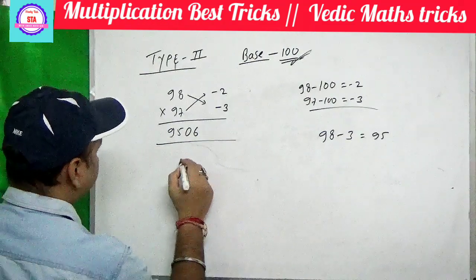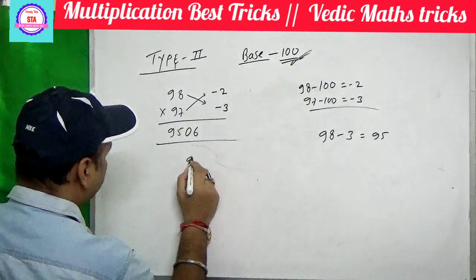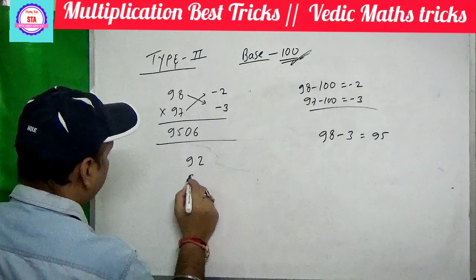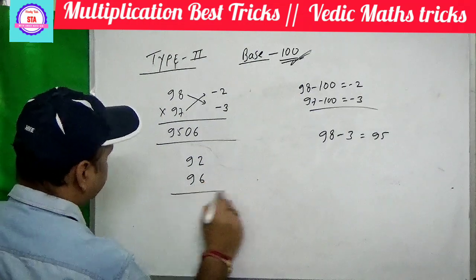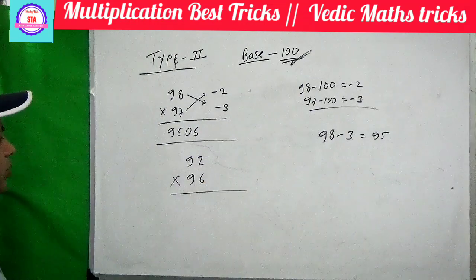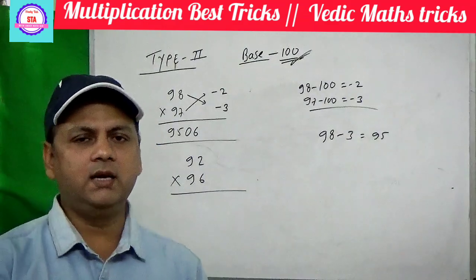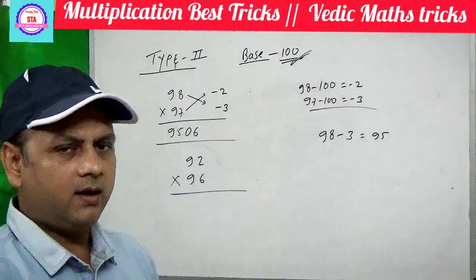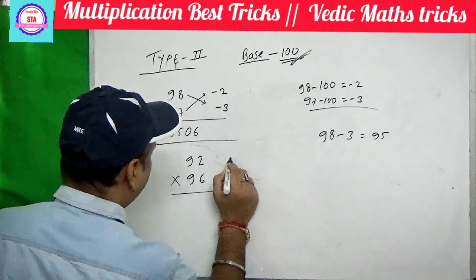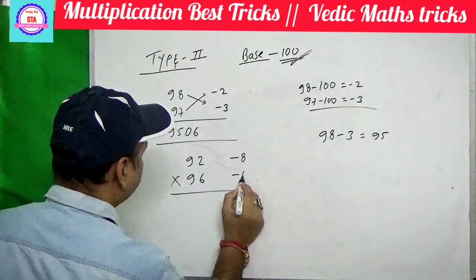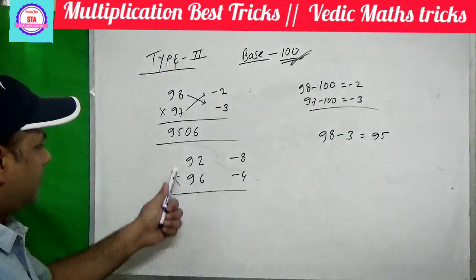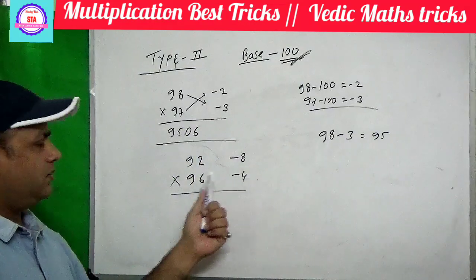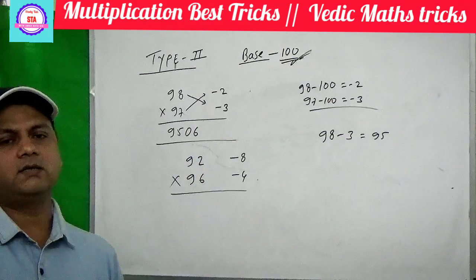Second example, 92 into 96. Multiply 92 into 96. You can take any numbers. This is minus 8 and this is minus 4. 92 minus 100, that is minus 8, and 96 minus 100, that is minus 4.